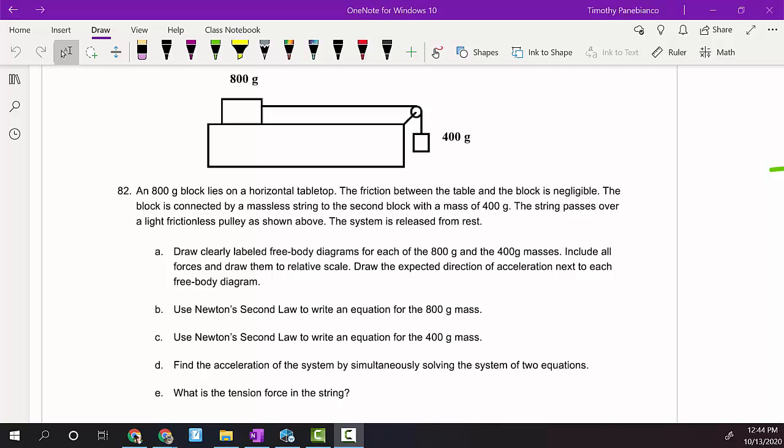Now, just considering what would happen here if the friction between the table and the block is negligible, there's no friction on the table, the 400 gram block should accelerate downward at the same rate that the 800 gram block accelerates to the right.